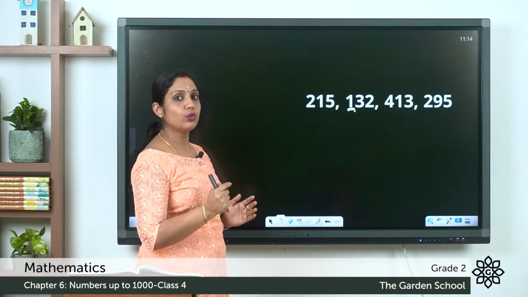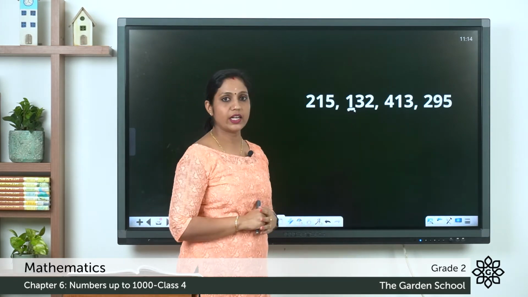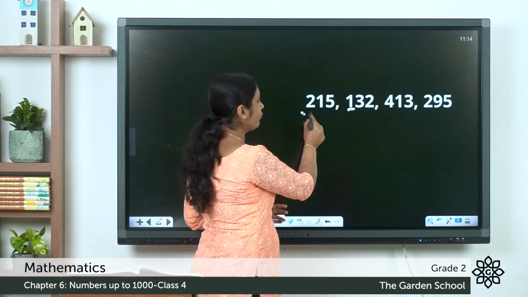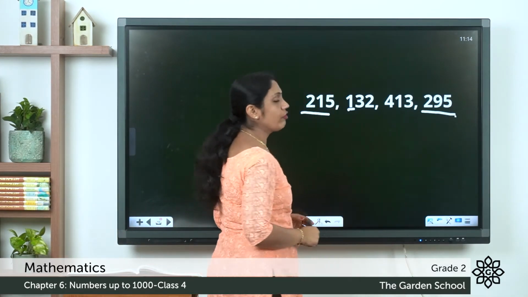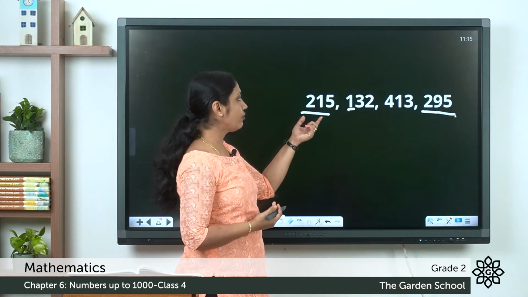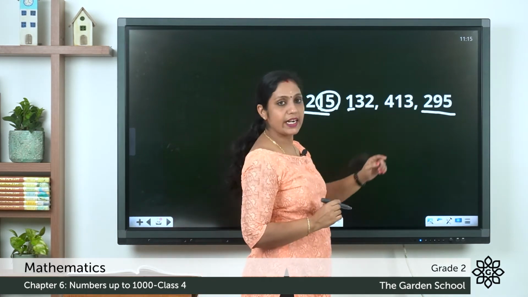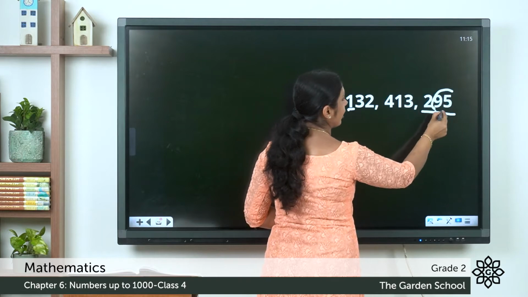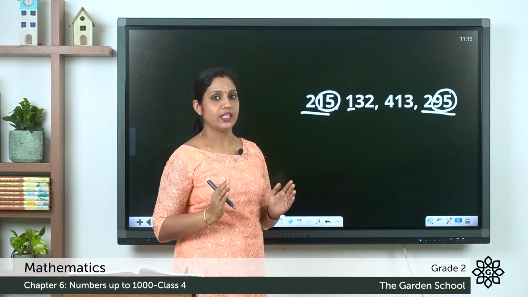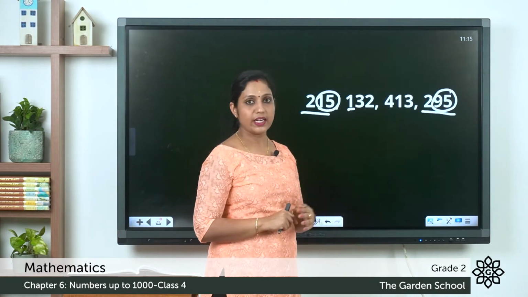After that, we have two numbers with 200 in the hundreds place. We have 215 and 295. Now we have to find out which number is smaller, 215 or 295. So what do we have to do? We have to go to the next digit. In 215, we have 15, and in the number 295, we have 95. So which is smaller? Is 15 smaller or 95 smaller? Yes, it is 15. So 215 is smaller than 295.